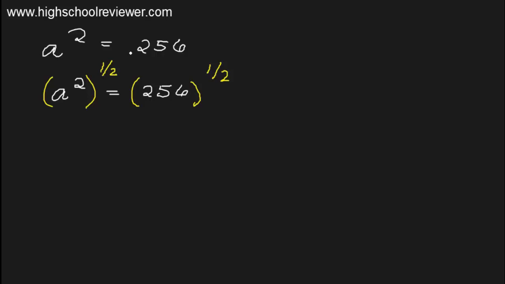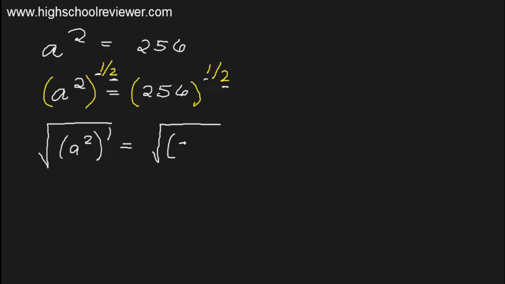So if we are going to raise this, the denominator here will be our root, and the numerator will be the exponent of the base. So this will be equal to the square root, our base here will be a squared, and the numerator of the exponent, which is the exponent of the base, is equal to 1. And this is also equal to the square root. Our base will be 256. Our exponent will be the numerator, and that is 1.